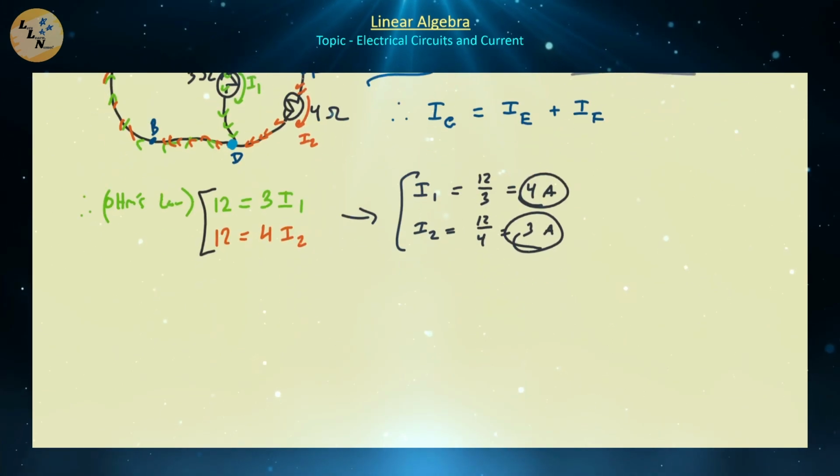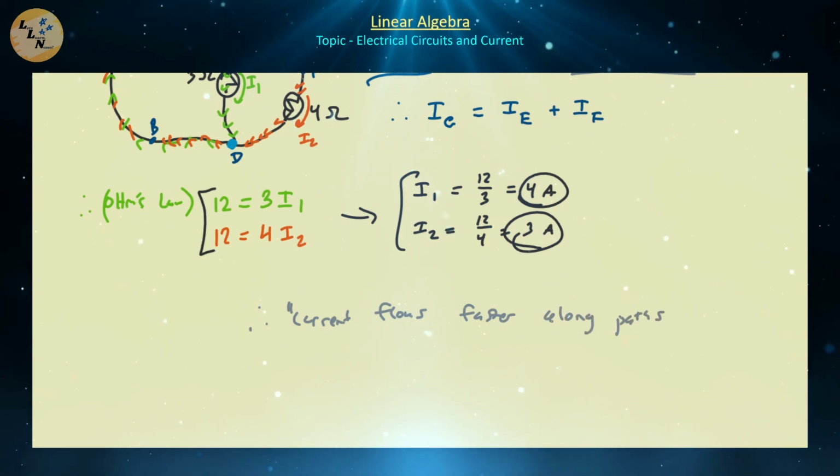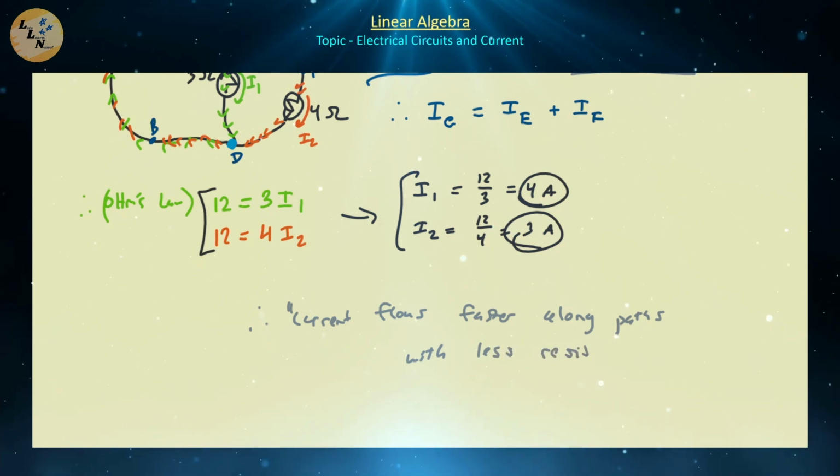So from this very basic example, we can conclude the following thing: current flows faster along paths with less resistance. And we can see that here with this example.